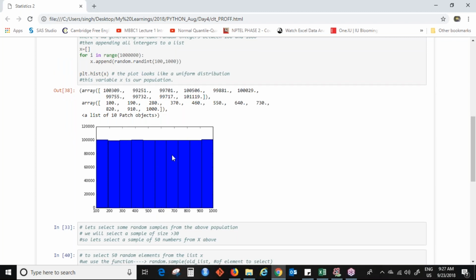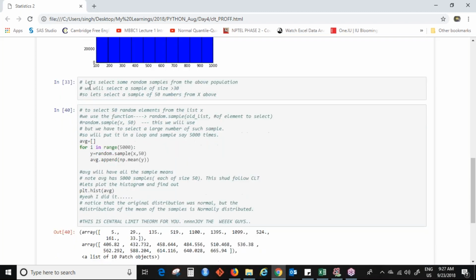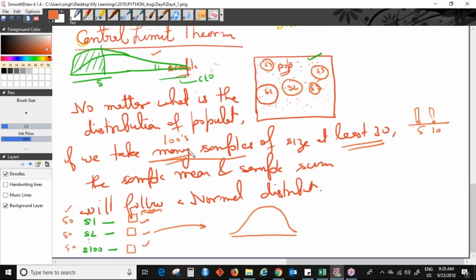Now let us start taking the samples. Now let's select some random samples from the above population. We will select a sample of size greater than 30. So let's select a sample of 50 numbers from X above. I will select 50 random elements from the list X, and I will repeat that process multiple times. Remember, if you take many samples, many means hundreds of samples, the more you take, the better. This is required only to plot a histogram, because if you take just one sample, how will you plot a histogram for one sample? You will just get one number, which is the average of that sample.